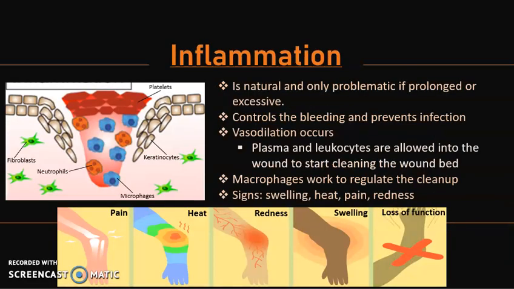The second stage is inflammation. This stage helps prevent infection in the wound and controls bleeding. Vasodilation occurs where plasma and leukocytes are allowed into the wound to clean it. Damaged cells, pathogens, and bacteria are removed from the wound. White blood cells, growth factors, nutrients, and enzymes create the swelling, heat, pain, and redness seen and experienced. Inflammation is natural and only problematic if it is prolonged or excessive.